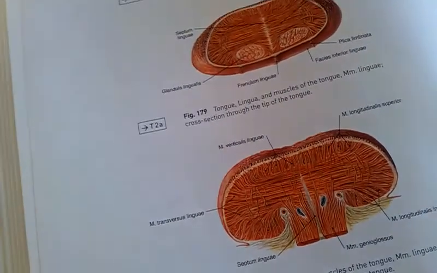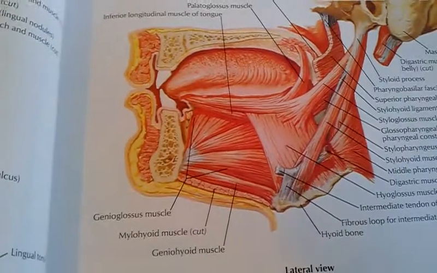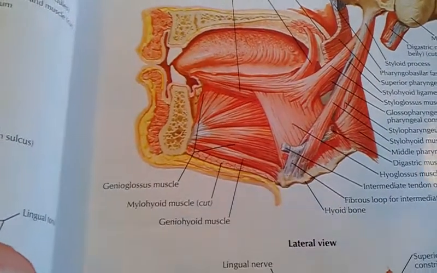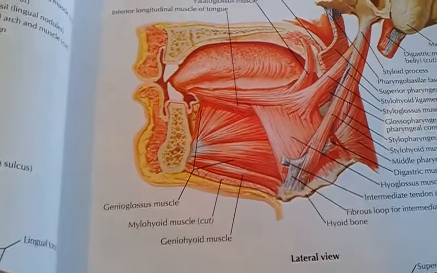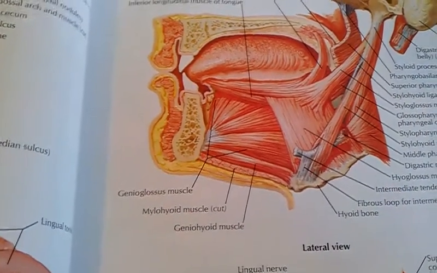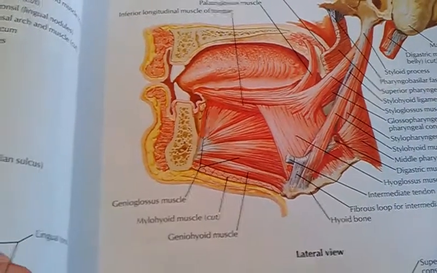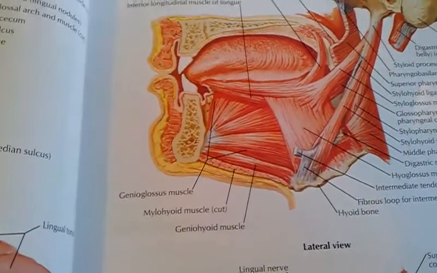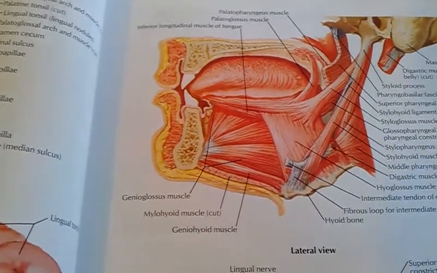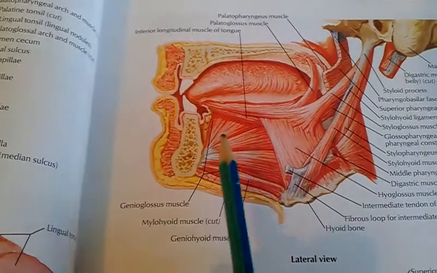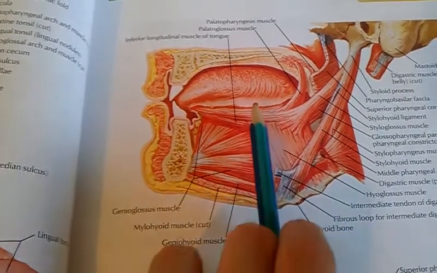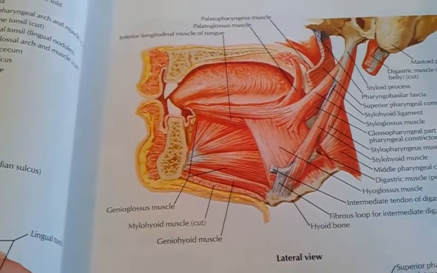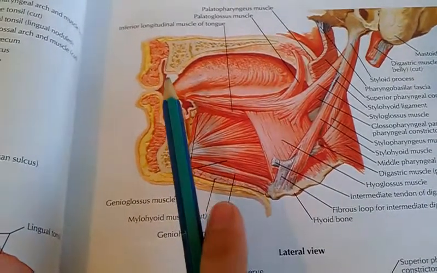And then you have extrinsic muscles. They are all inserted into the intrinsic muscles, and the intrinsic muscles are attached to lingual aponeurosis and to the lingual septum. Now the extrinsic muscles, the first one is genioglossus. It's this one. It originates on the spine of the mandible and inserts into the intrinsic muscles. And it pulls the tongue forwards and downwards.